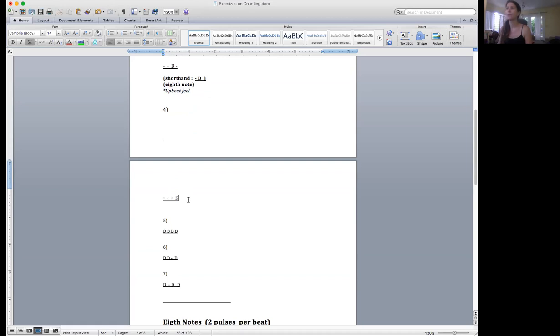Example number 4. The doom is on beat 4. 1, 2, 3, 4. 1, 2, 3, 4. Okay, let's put that into the rhythm. So rest, rest, rest, doom, rest, rest, rest, doom, and so on. Now make your rest even quieter and doom, doom, doom, doom.